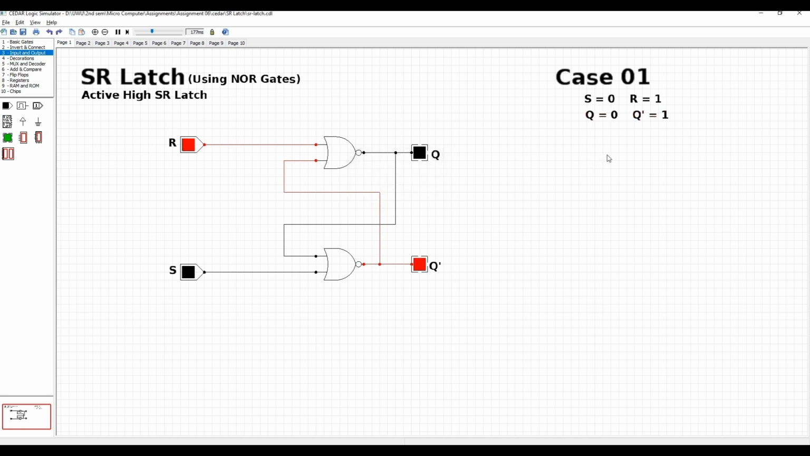Earlier I said that the SR latch has some form of memory. So if it has a memory, when we remove this R input, the output must remain the same because it remembers the previous output. So let's check it. We are giving 0 to R and we can see the output doesn't change. So it is true that this SR latch has some form of memory. When the input is taken away, the output remains the same. So let's move to the next case.